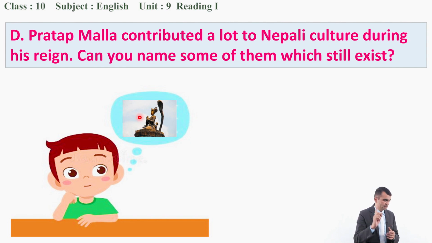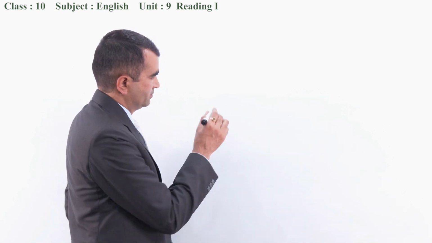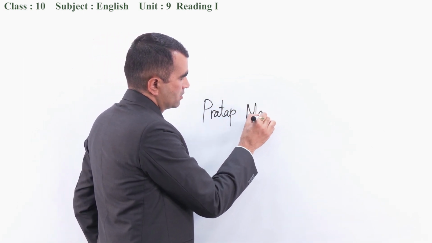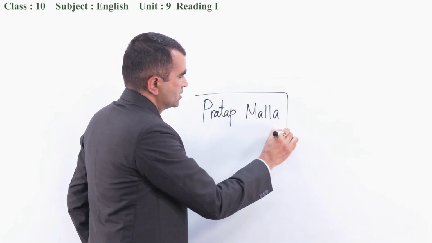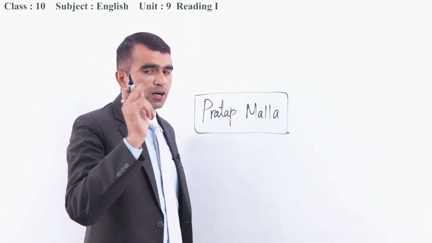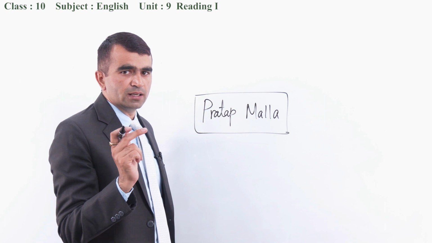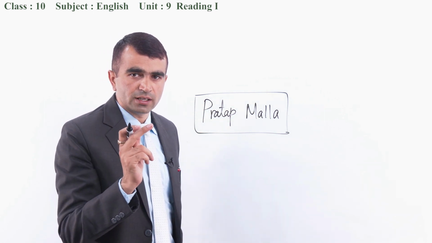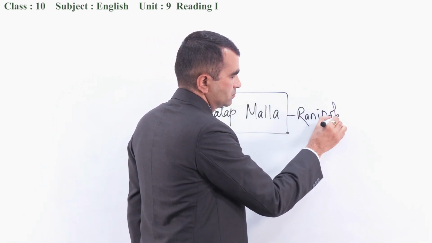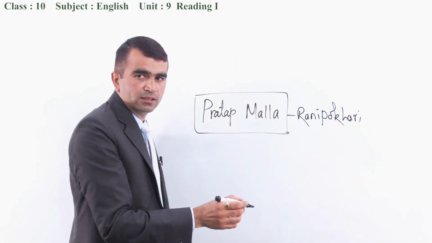Okay, for example, to talk about him, you can write on a page of paper his name, Pratap Malla, and the things about him that you remember from the text you have read, or other examples you can write. For example, does Rani Pokhari exist now? Yes, of course. So you can write Rani Pokhari.